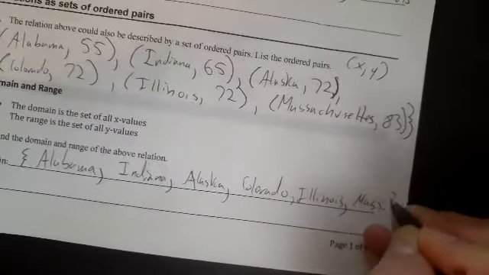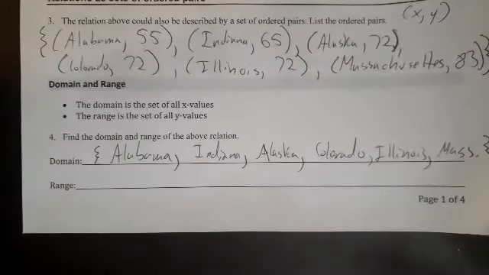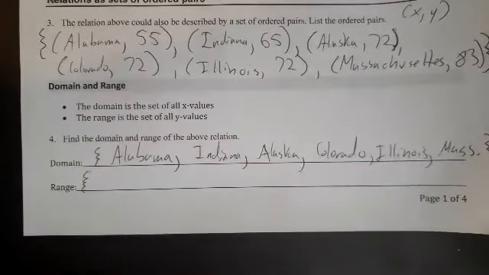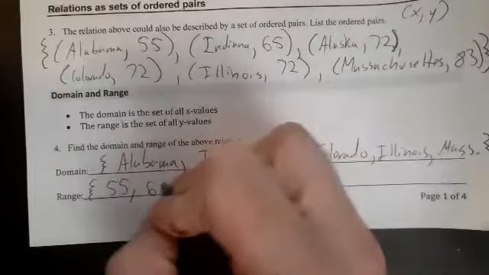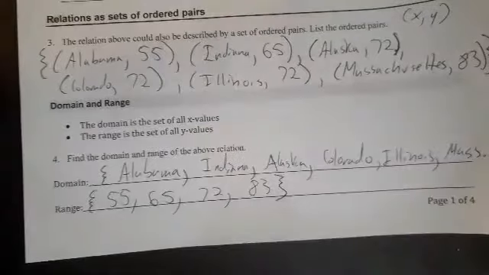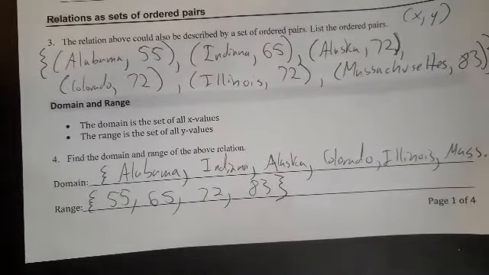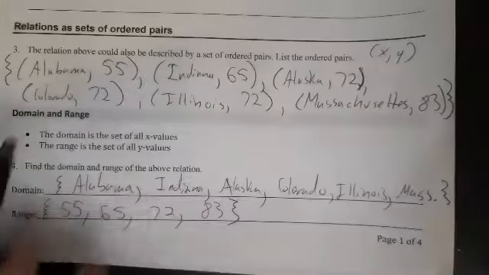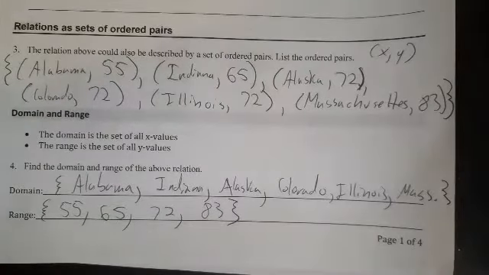And I'm going to abbreviate it because I'm running out of room. Alabama, Indiana, Alaska, Colorado, Illinois, and Massachusetts. And my range, 55. There are 4 numbers in my range. So maybe also another observation you might be making is there are more items in my domain than in my range. So some of these guys are going to end up getting doubled up when they come here, right?